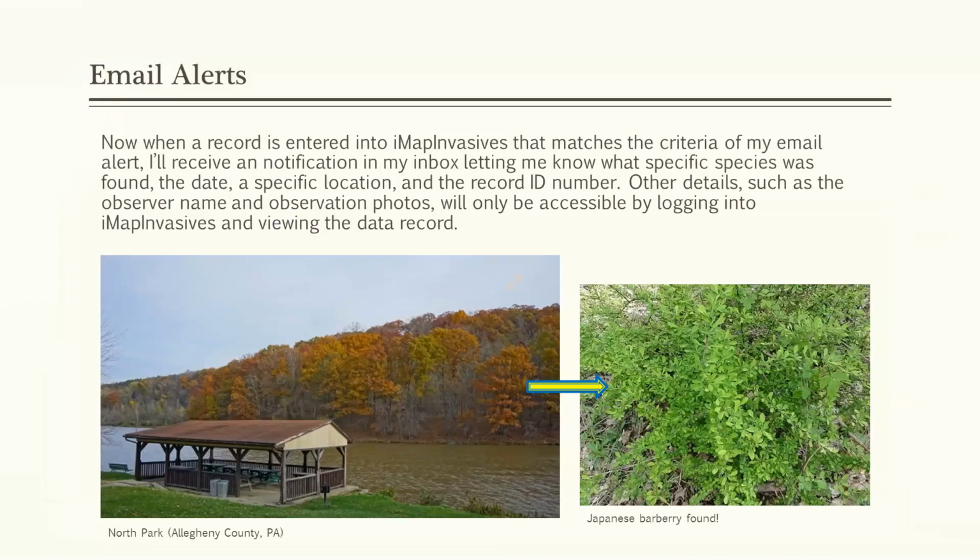For other details like the actual person who submitted that record and the observation photos associated with it, I can access that just by logging in to iMapInvasives. I won't actually see that information in the email alert itself, but I'll have the record ID number, so I'll be able to go in and look at that information very easily. In this example, I'm just saying that someone found Japanese barberry in North Park, and that triggered my email alert that I wanted to be notified about.